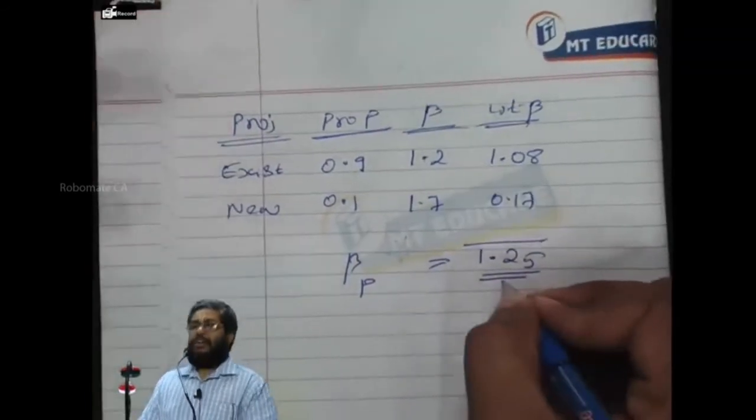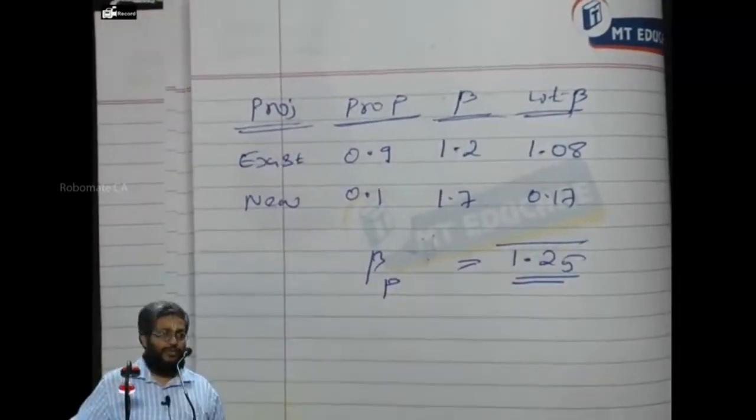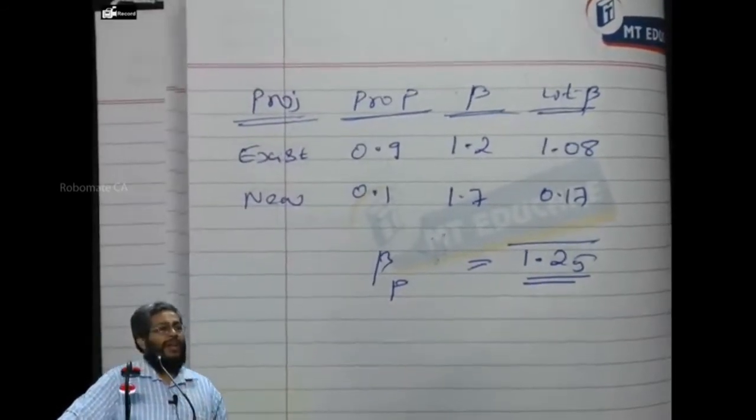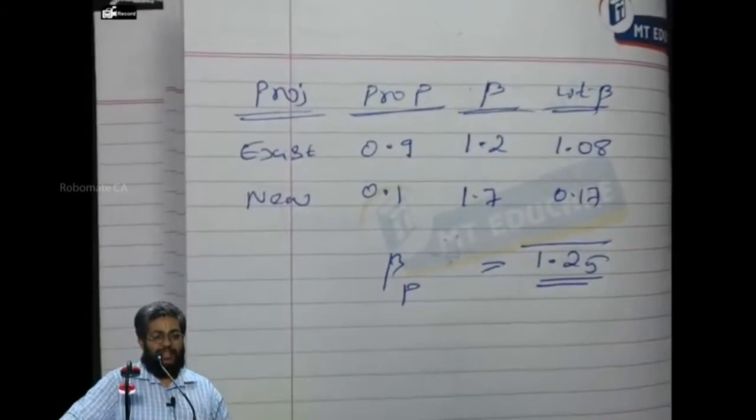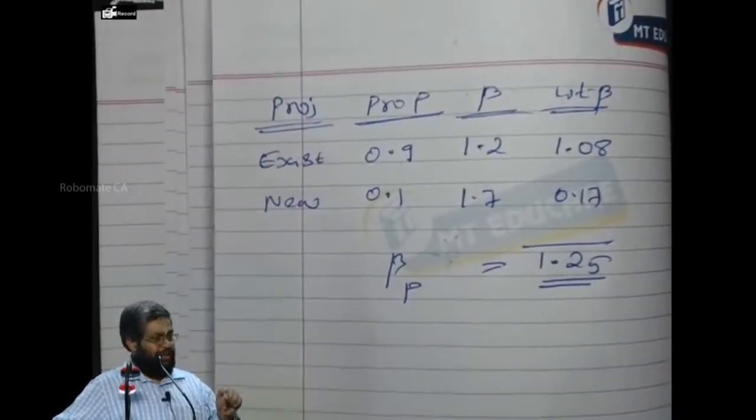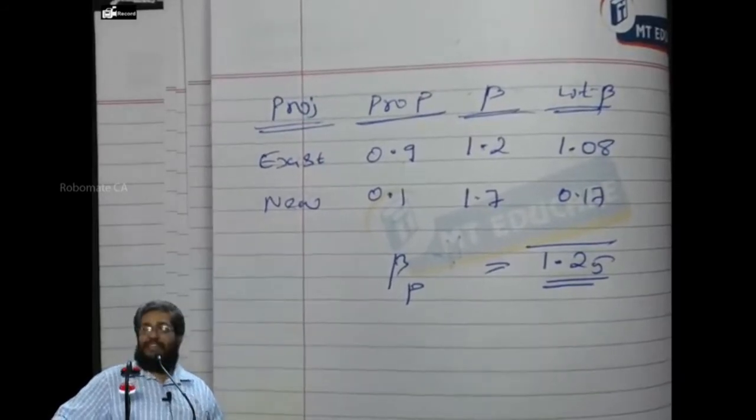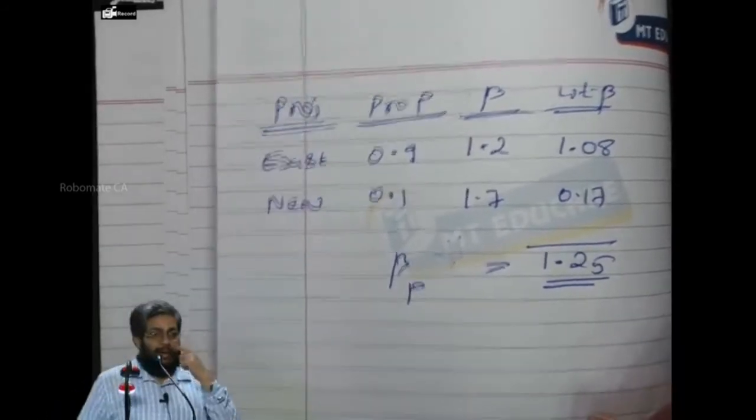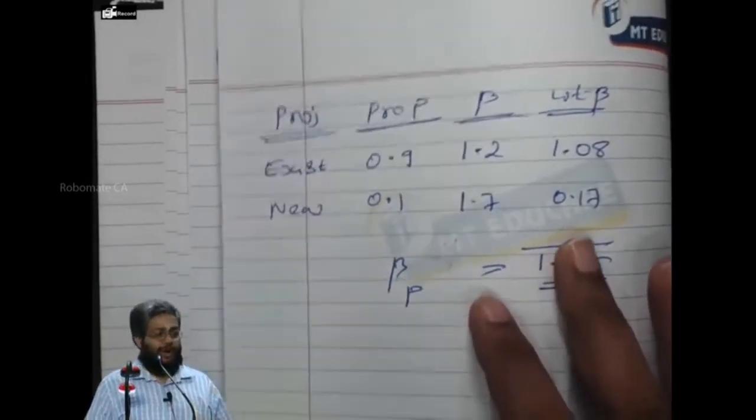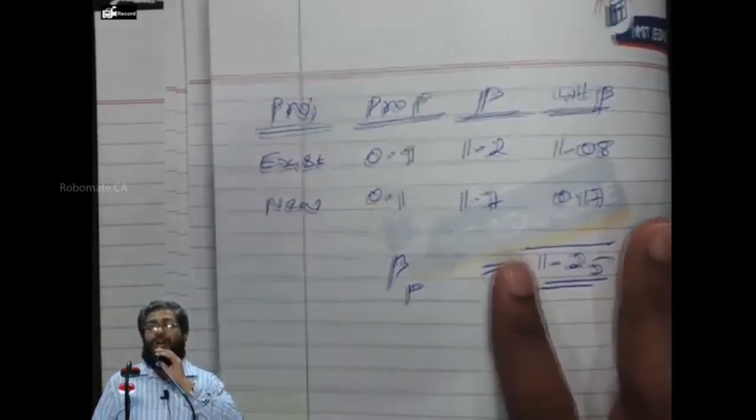Beta of portfolio is equal to 1.25. Now tell me why this company's beta has increased? Because in its portfolio it is adding a security, it is adding a project, which has a higher beta. Since I add a risky project into the company's portfolio of projects, naturally the company's beta should increase.